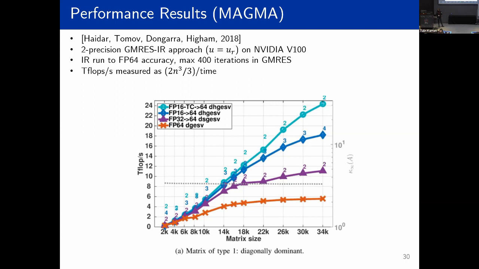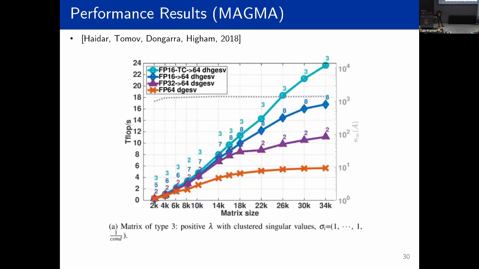If I have a diagonally dominant matrix, that's all well and good. Here I have another nice matrix, which has positive eigenvalues with clustered singular values. Notice something here: for some reason, I need fewer GMRes iterations using the tensor cores than not using the tensor cores. That's actually because they're doing higher precision accumulation, doing this fused multiply-add.